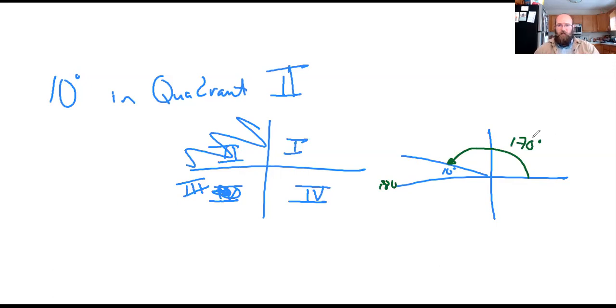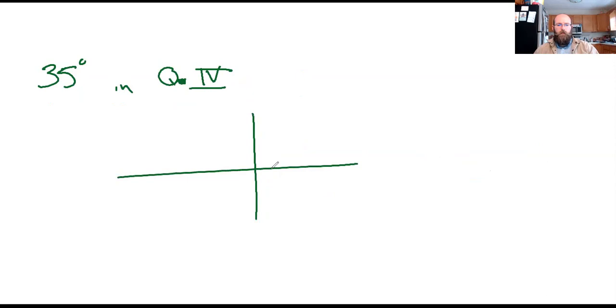I do want to do another example with this. So this is 10 degrees in quadrant 2. Let us now do 35 degrees in, I'm just going to write Q, quadrant 4. Draw my axis again. Quadrant 4 is down over here. I'm going to draw myself a little line. 35 degrees. This is almost always going to be in reference to my x-axis. Unless it specifies otherwise, it is going to be referencing my x-axis. So 35 degrees in this quadrant.